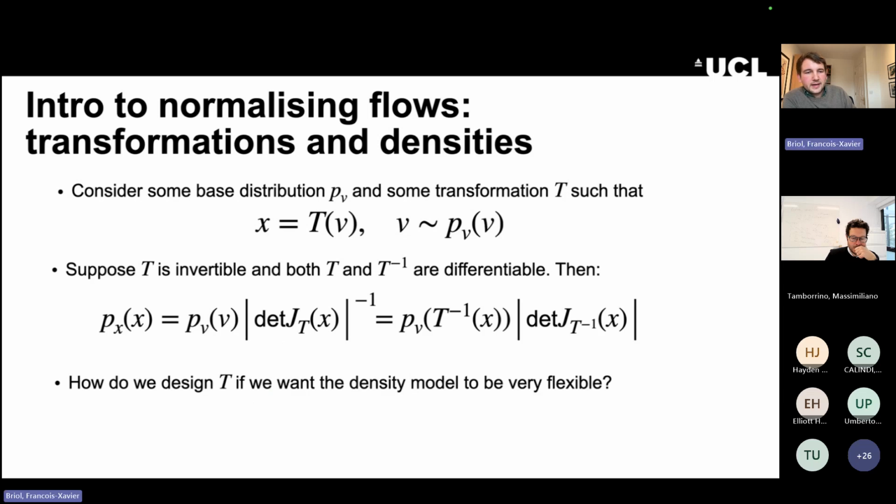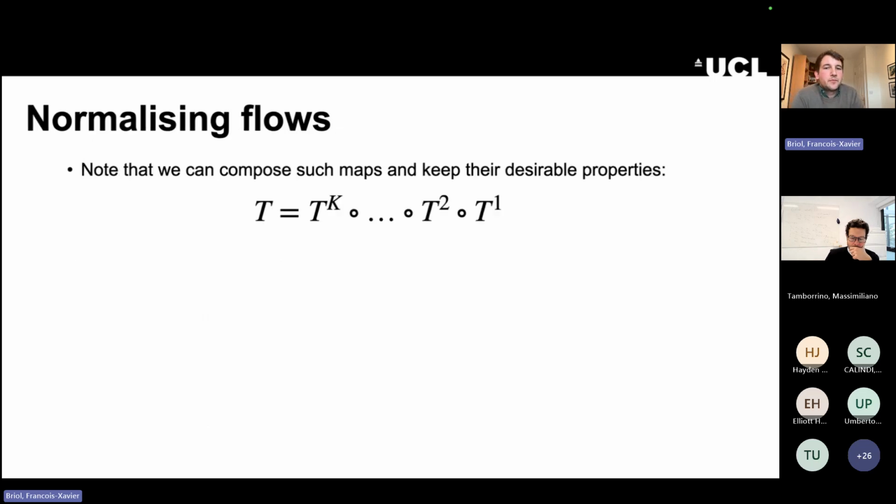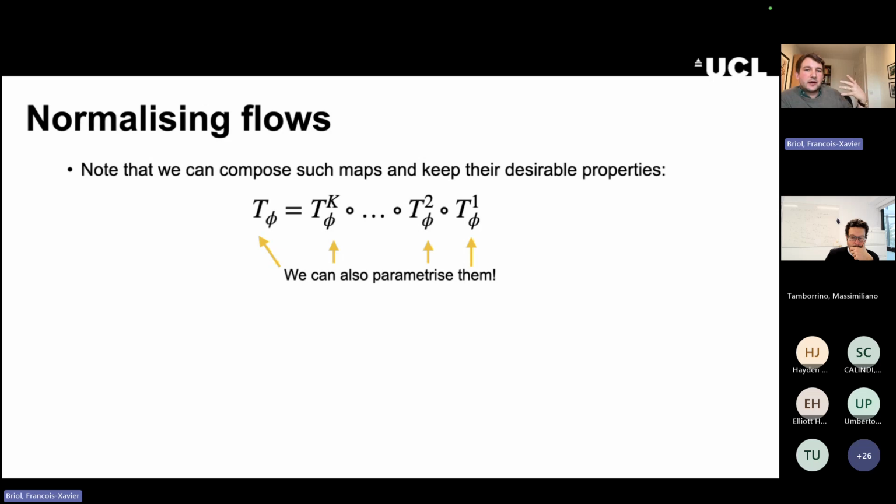And now the idea is, okay, we have this new density. Maybe if we make T very flexible, and V some sort of simple distribution, we might be able to have a quite flexible density model. And since there are connections with machine learning, we're going to start using neural networks to do so. We're going to build this map as the composition of simpler maps. Each of these maps will be parameterized somehow. In fact, these parameters will typically be the weights and biases of some neural network.